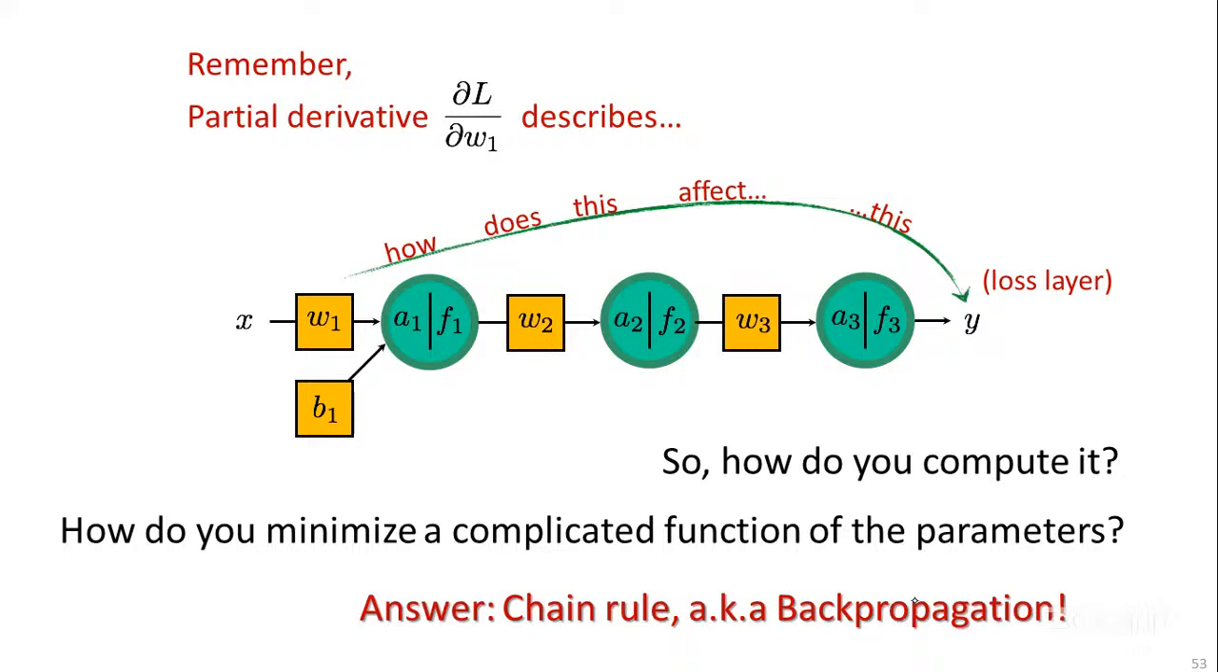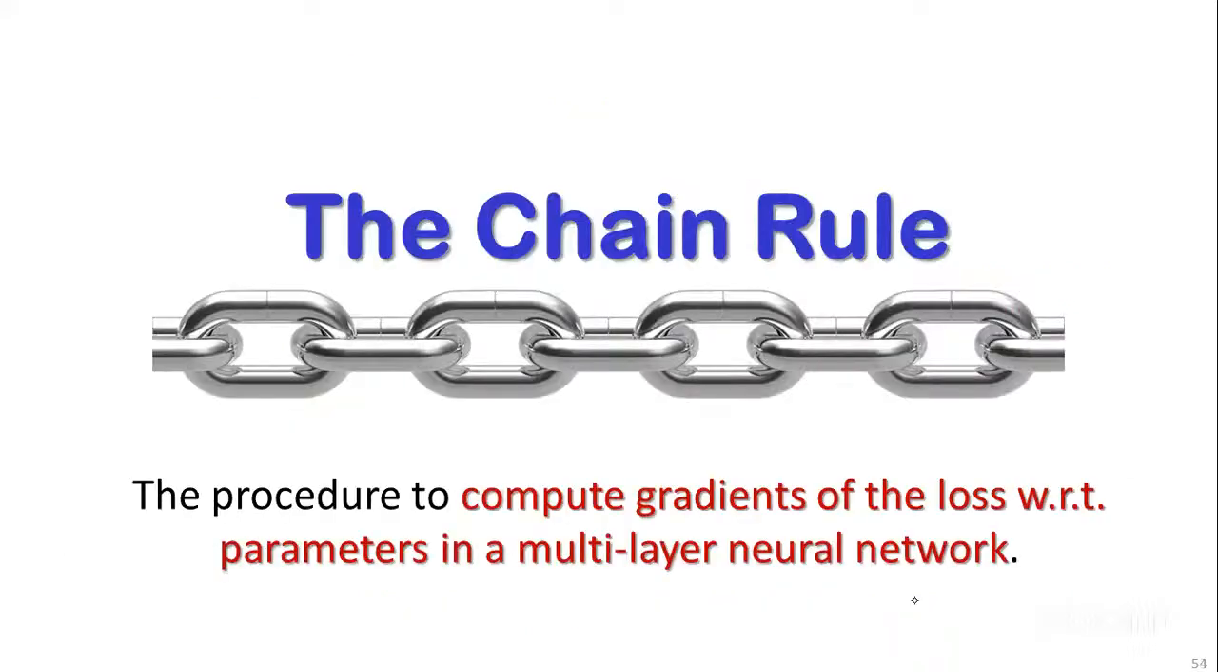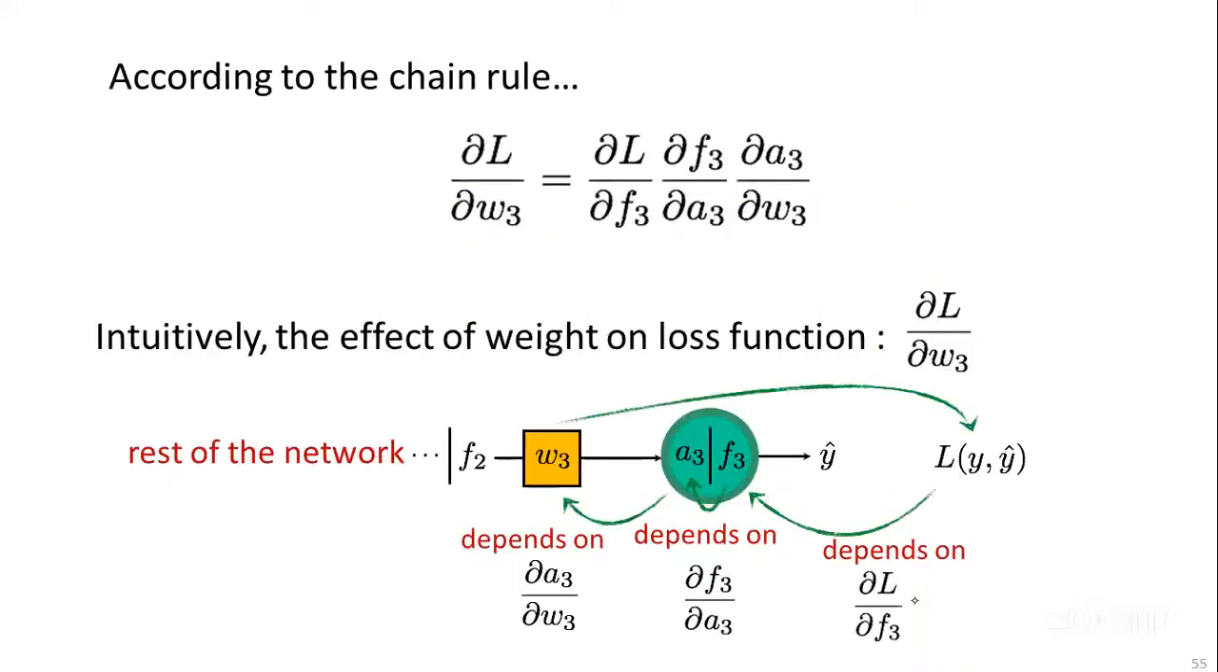Yesterday there was a mention of chain rule, that is nothing but backpropagation only. So let us see how this chain rule works. This chain rule is a procedure to compute the gradients of the loss with respect to parameters in the multi-layer neural network. So let us say we are going to start from the end, right? We are beginning from here because during the forward pass, we have reached here. So now we will start from here.